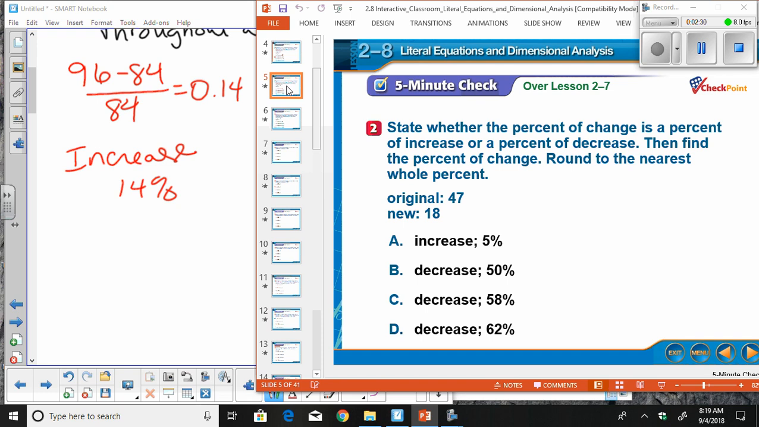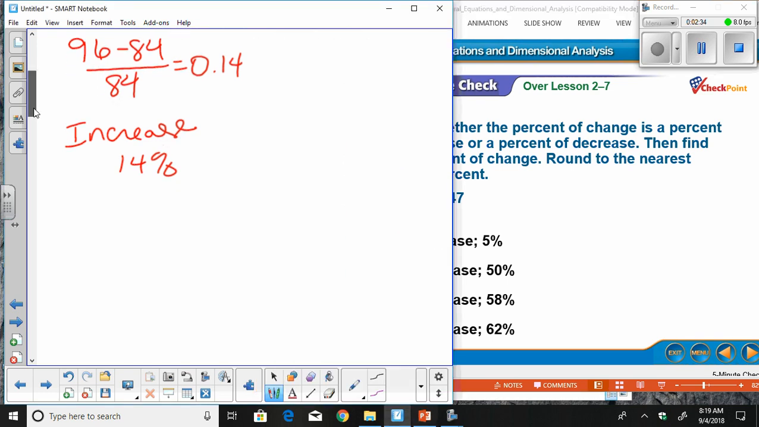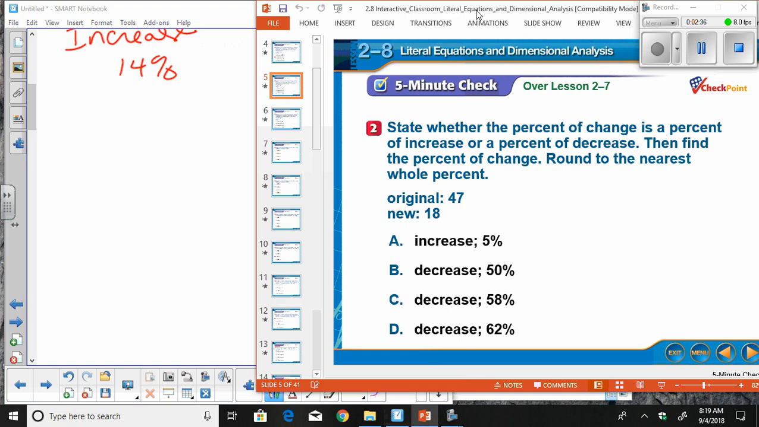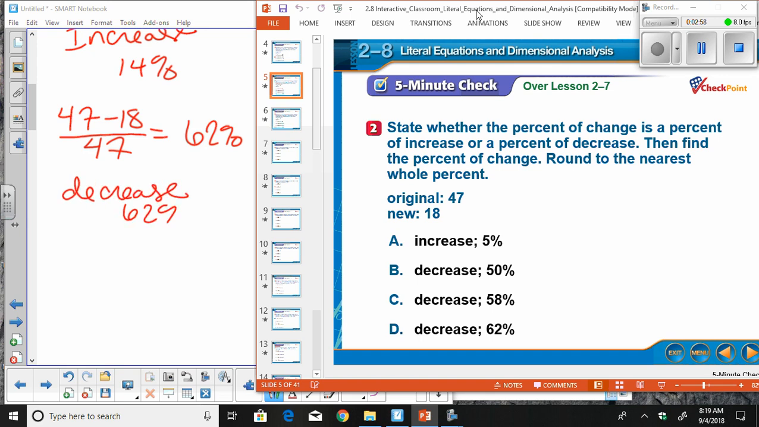State whether the percent of change is a percent of increase or decrease, and find the percent of change, rounded to the nearest whole percent. It was 47 to 18, so we're going to take 47 minus 18 over the original, which is 47. So 47 minus 18 divided by 47 gives us 62% because we round up. So this is a decrease of 62%.